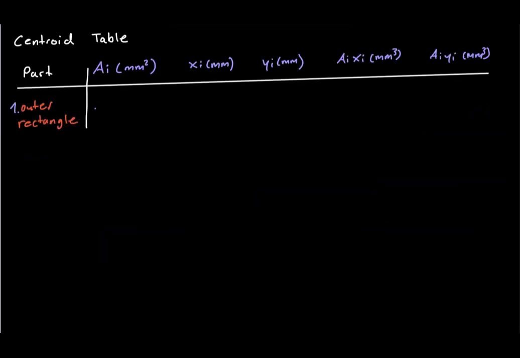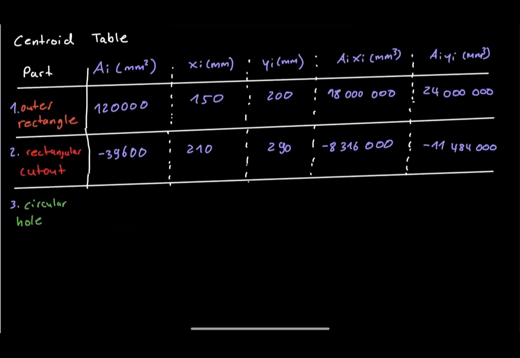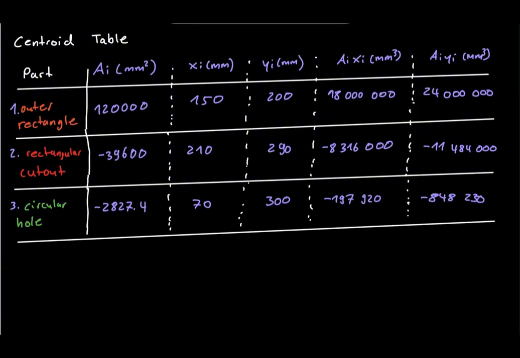Now we place all three areas and their centroid coordinates into a table. The total remaining area is the positive outer rectangle minus the rectangular cutout and minus the circular hole. This gives approximately 77,572.6 square millimeters.